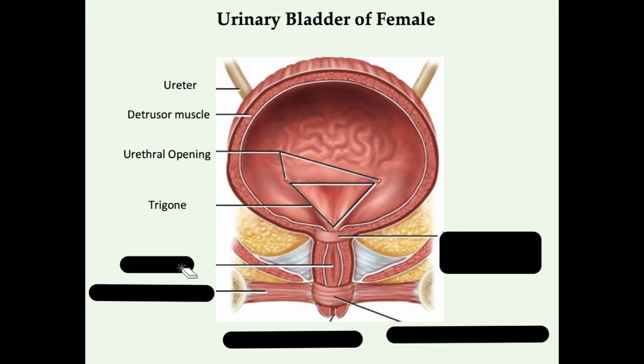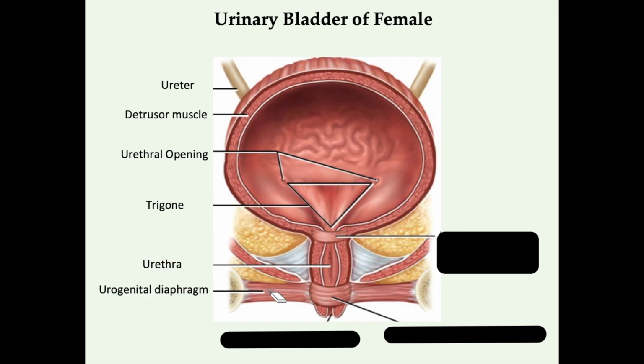So next we have the urethra. The urethra is a transporting vessel for the bladder and the urine, so the urine can be excreted out of the body. There is a urogenital diaphragm. Next we have the external urethral orifice, which is basically the opening through which urine is excreted out.